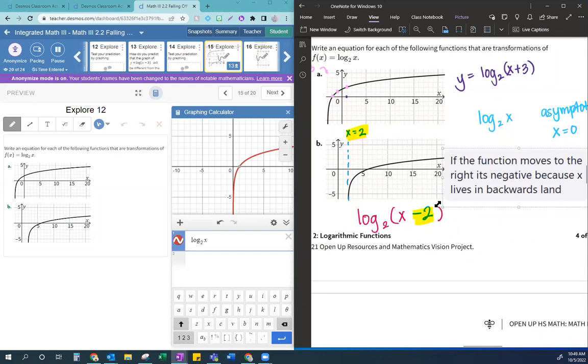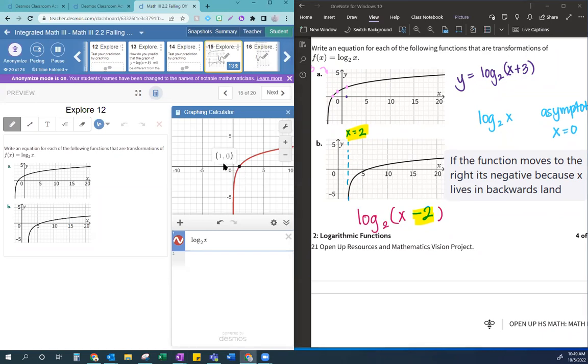Very good. Okay, so the next thing I need to do is, I also noticed that it kind of looks like it moved down a little bit. And if you don't know why I think it moved down, I'm looking at this point right here, 1, 0. It's 1 away from my asymptote. So what point are you looking at, Ms. Johnson? Well, 1 away from my asymptote is this point right here.